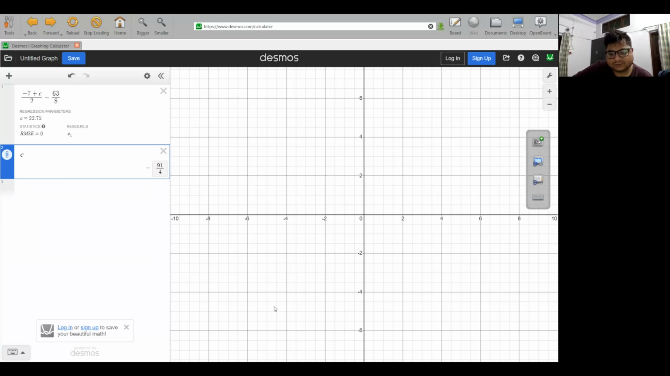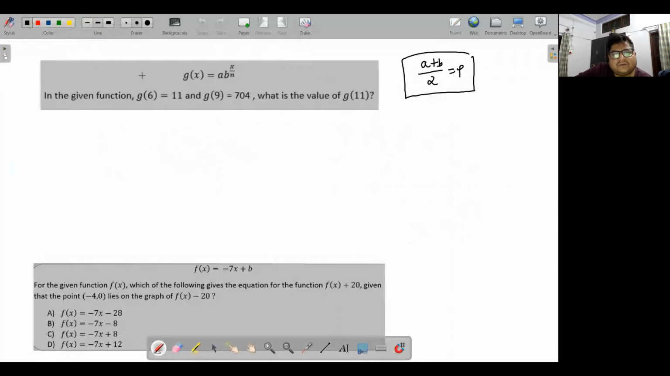Moving to the next question. G of x is a b raised to the power x by n. In the given function, g(6) equals 11 and g(9) equals 704. What is the value of g(11)? So if we have these points, g(6) = 11 and g(9) = 704, it means that when we are talking about ordered pairs, it will look like this: 6 comma 11 and 9 comma 704.